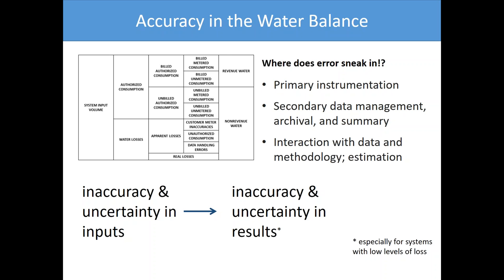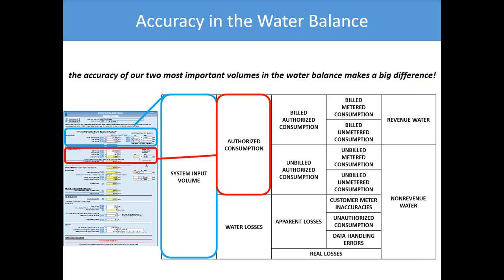Next slide, please. As Kate was talking about the water balance, where does it begin? It always begins with our system input volume, and then the authorized consumption representing all of our customers as well as any own uses like flushing and fire, etc. All of those things comprise your authorized consumption. Why this is relevant and important is that these are the two largest volumes in your water balance. So you can imagine anything that might introduce error into these two numbers is going to, by and large, have the most impact on the overall accuracy of your water balance. And keep in mind, your leakage metrics, your apparent loss metrics, those are all coming from your water balance, and they are all a direct function of the accuracy of that water balance.